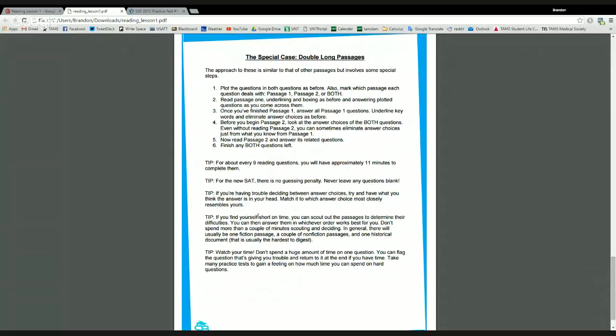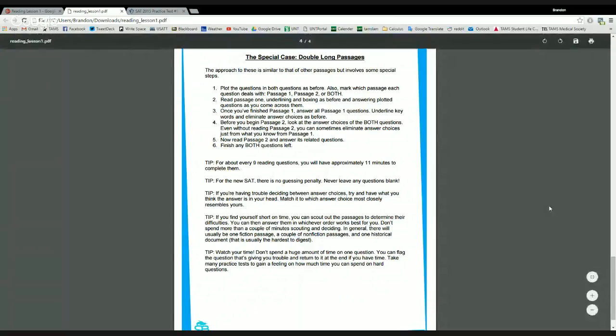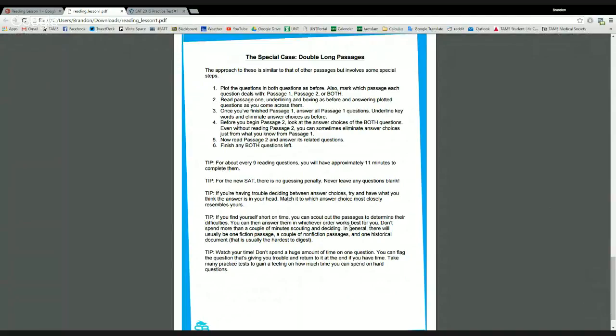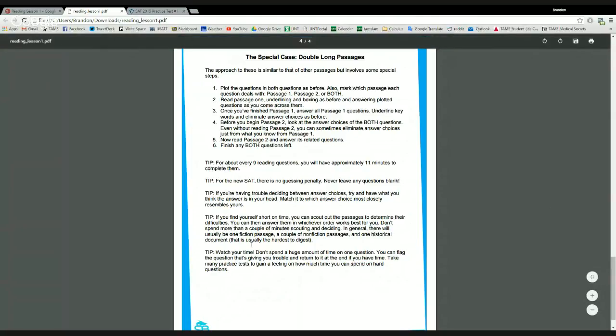If you find yourself short on time, you can scout out the passages to determine their difficulties. You can then answer them in whichever order works best for you. Don't spend more than a couple of minutes scouting and deciding. In general, there will usually be one fiction passage, a couple of non-fiction passages, and one historical document. And that's most likely to be the hardest to digest.